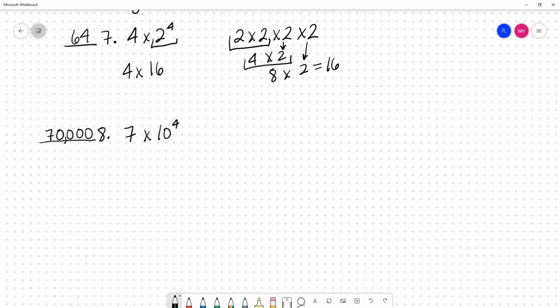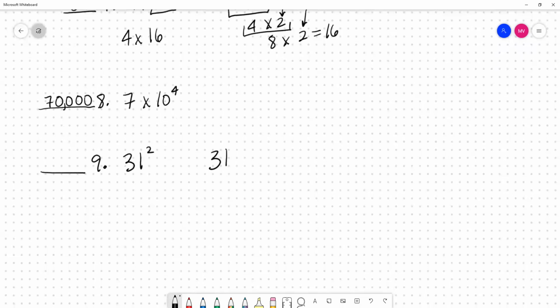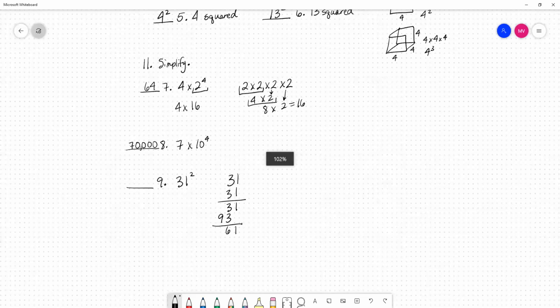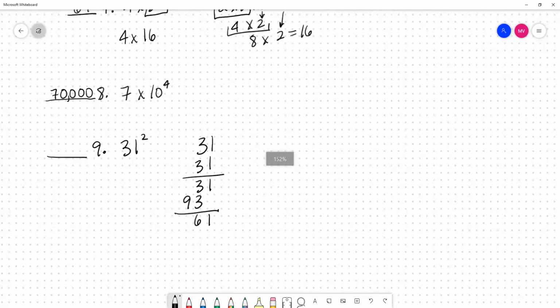All right, let's look at number 9. Number 9 gives us 31 squared. This is the biggest thing you have to keep track of. Do not multiply 31 times 2. 31 times 31: 1 times 1 is 1, and 1 times 3 is 3, so this is 31, and then this is 93. You have a 1 and a 6 and a 961. Is that what you said?